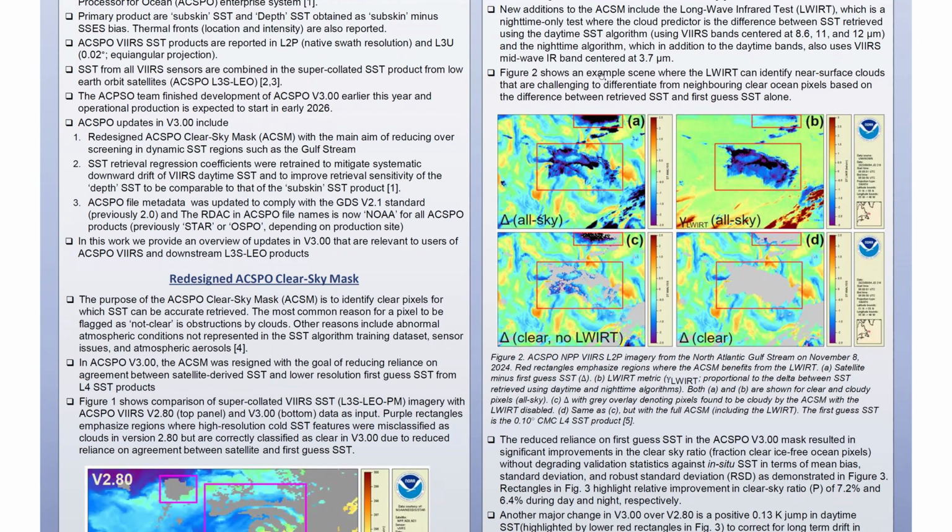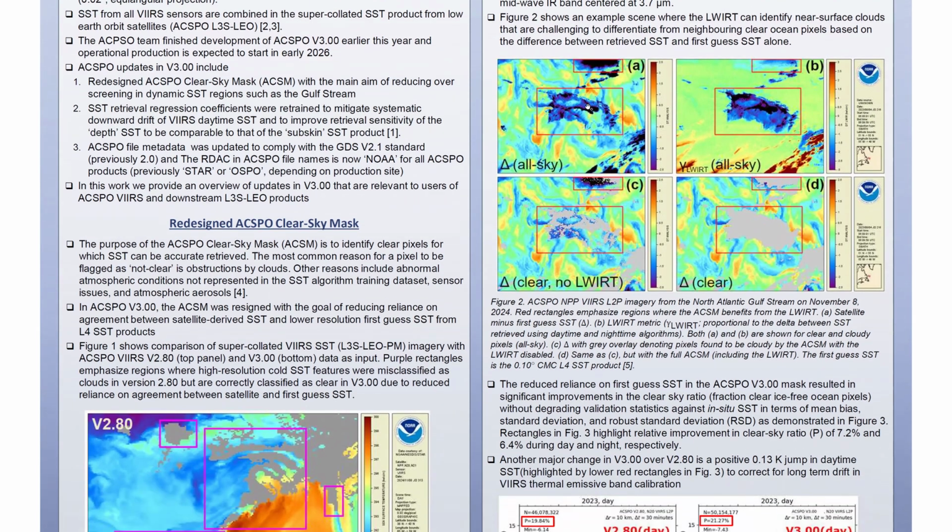Figure 2 shows examples in a scene where the long-wave infrared test can identify near-surface clouds that are often challenging to differentiate from neighboring clear pixels based on the difference between retrieved and first-guess SST alone. So the top left panel shows all-sky imagery, so the SST imagery. This is with no cloud mask applied to it, and it's also showing the satellite minus level 4 SST.